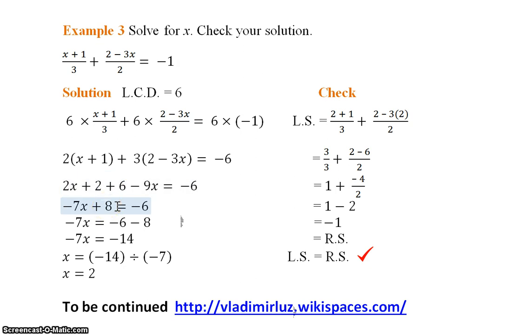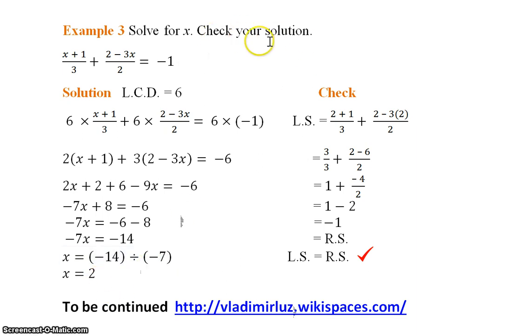Now we isolate the variable. 8 we move to the right side of the equation with minus. Minus 6 and minus 8 is minus 14. And to find the unknown factor x, we divide the product, which is -14, by the known factor -7. -14 divided by -7 is 2.